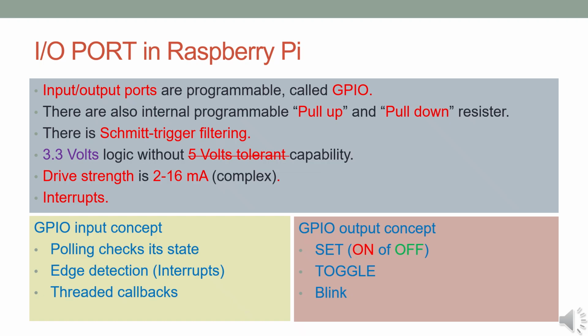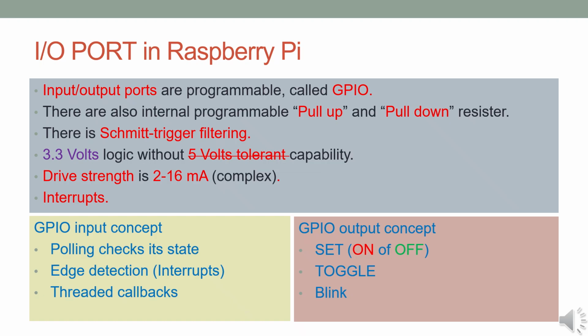Current limitations. Each GPIO pin can typically source or sink between 2 to 16 milliamps. This is sufficient for small loads like LEDs, but not for driving larger components directly. For higher power devices, external transistors or relays must be used.